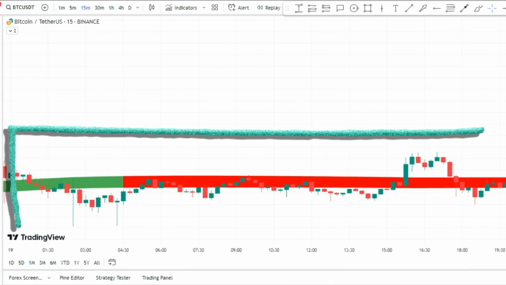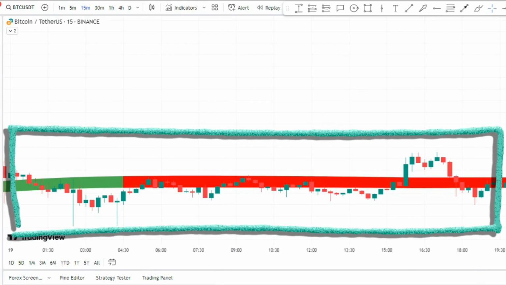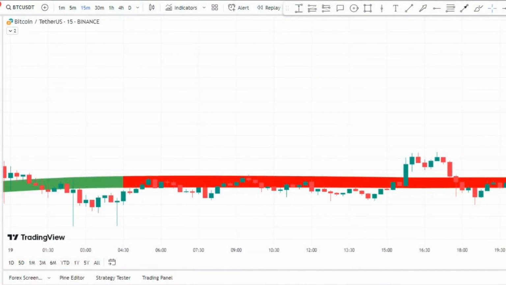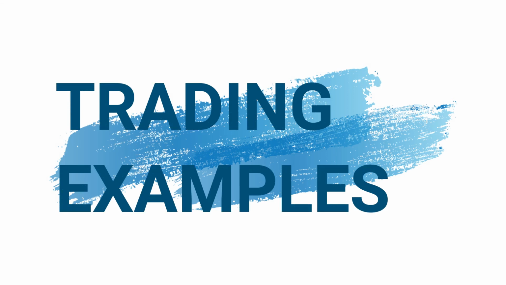If the price is moving within the indicator's bands, it signifies an uncertain market trend. Therefore, I strongly advise against entering any trades in these conditions, whether short or long positions. By paying close attention to these examples, you will fully grasp the points I've mentioned.